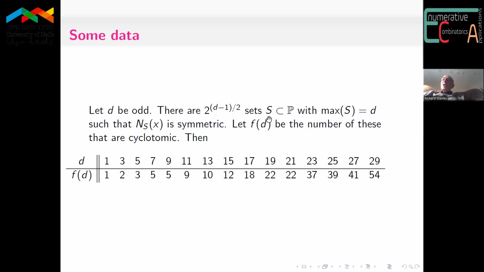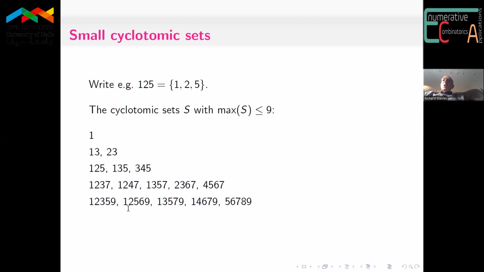If we just look at the sets S in the positive integers whose maximum element is d and that have this symmetry property, there are 2 to the (d-1)/2 of them. So f(d) is much less than this trivial upper bound on the possible number of cyclotomic sets. Here they are for the maximum element of S less than or equal to 9, and there are 5 of them with maximum element exactly 9.